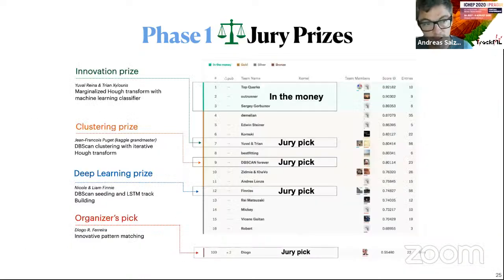Then we had some additional prizes. We gave an innovation prize from the jury. We had the juries assembled together. We had one prize that looked at only clustering solution. We had a deep learning prize and an organizer's pick.